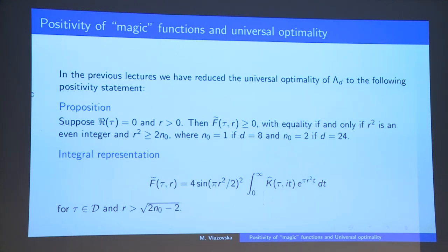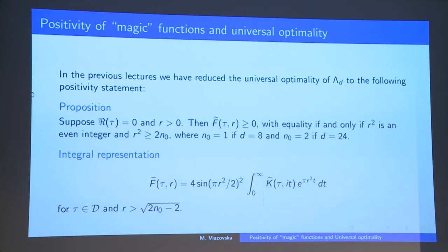We have seen that this integral representation converges absolutely if tau is in the domain D, and the imaginary axis belongs to domain D, and also if R is bigger than square root of 2 n0 minus 2, where n0 is a number which depends on dimension. For dimension 8, n0 is 1. This condition just means that R has to be strictly positive, which is fine for us. We can use this representation for all the purposes we want.